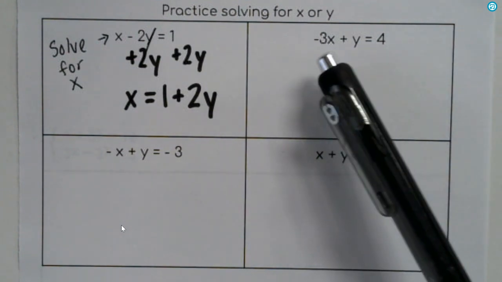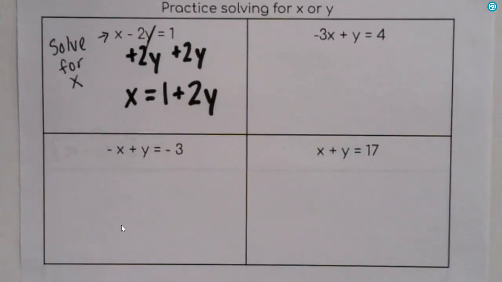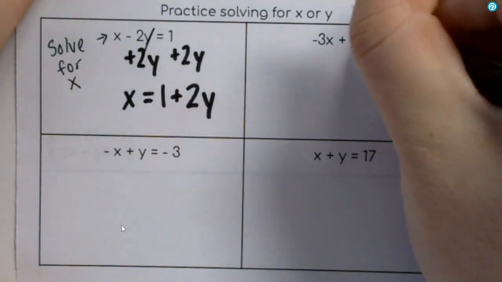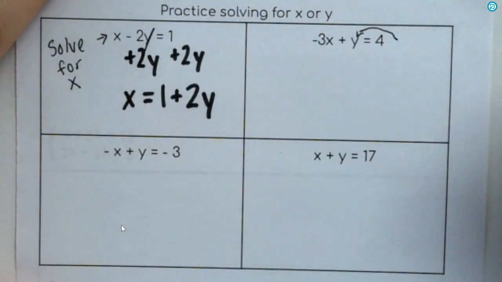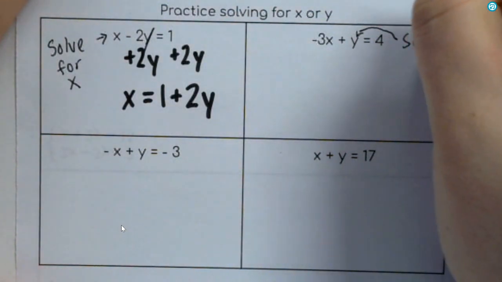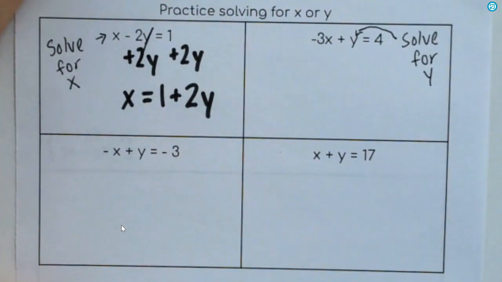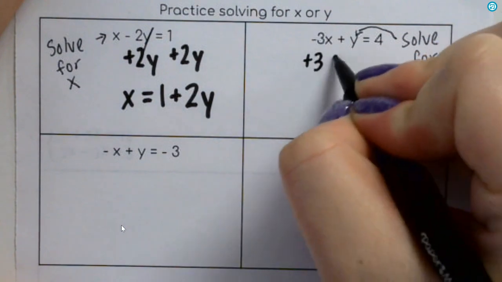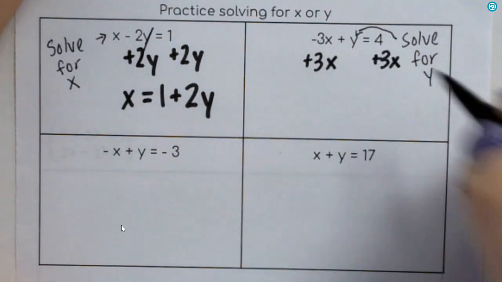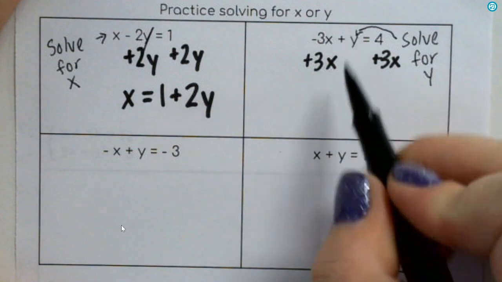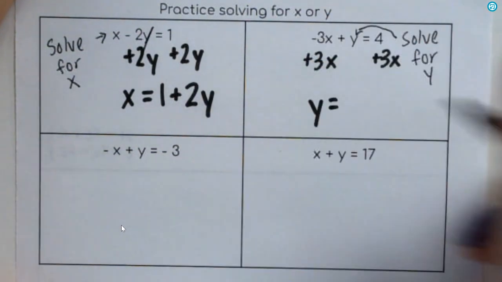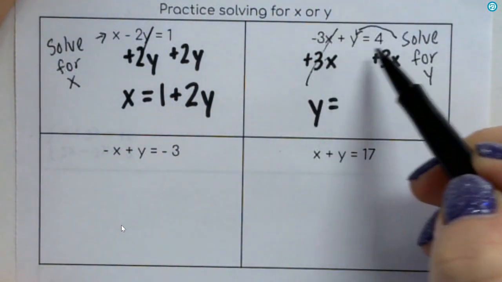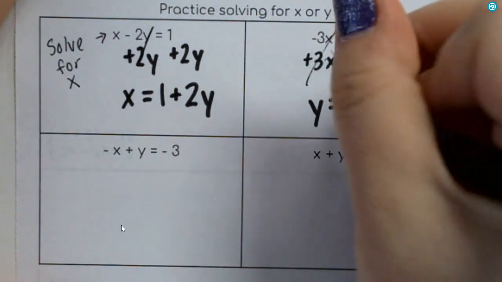On this next one, what's closer to being by itself, x or y? Y, because the x has a -3, the y doesn't have anything with it. So you're looking for the variable that's by itself already, and then we're going to get it by itself on that side of the equal sign. We'll put a note to ourselves that says we're going to solve for y. How we solve for y, we have to get rid of that -3x. So we'll add 3x to both sides. So we have y equals, because these canceled, and then now I have 4 plus 3x.